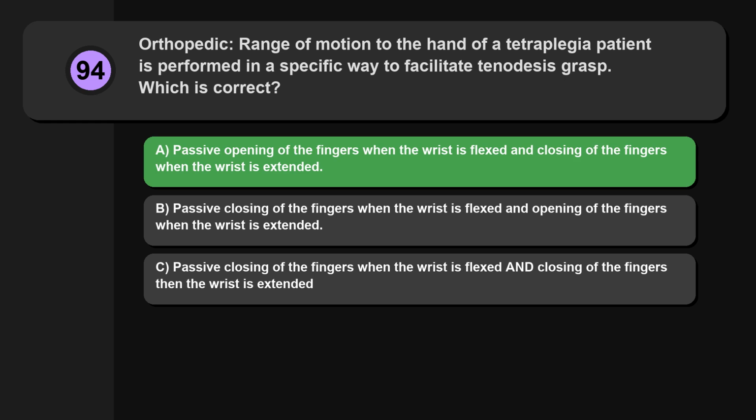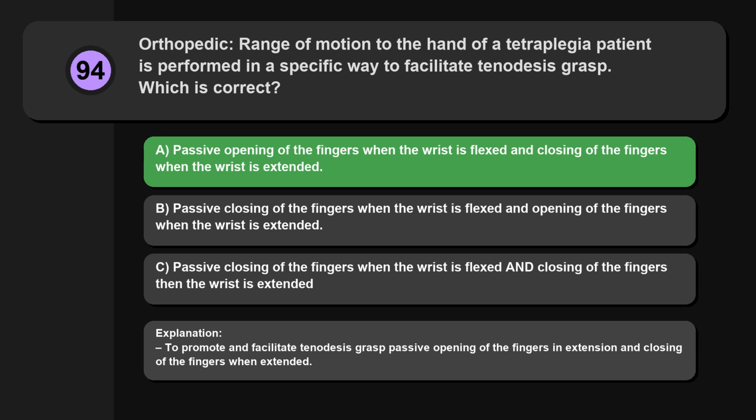The correct answer is option A, passive opening of the fingers when the wrist is flexed and closing of the fingers when the wrist is extended. To promote and facilitate tenodesis grasp, perform passive opening of the fingers with wrist flexion and closing of the fingers with wrist extension.